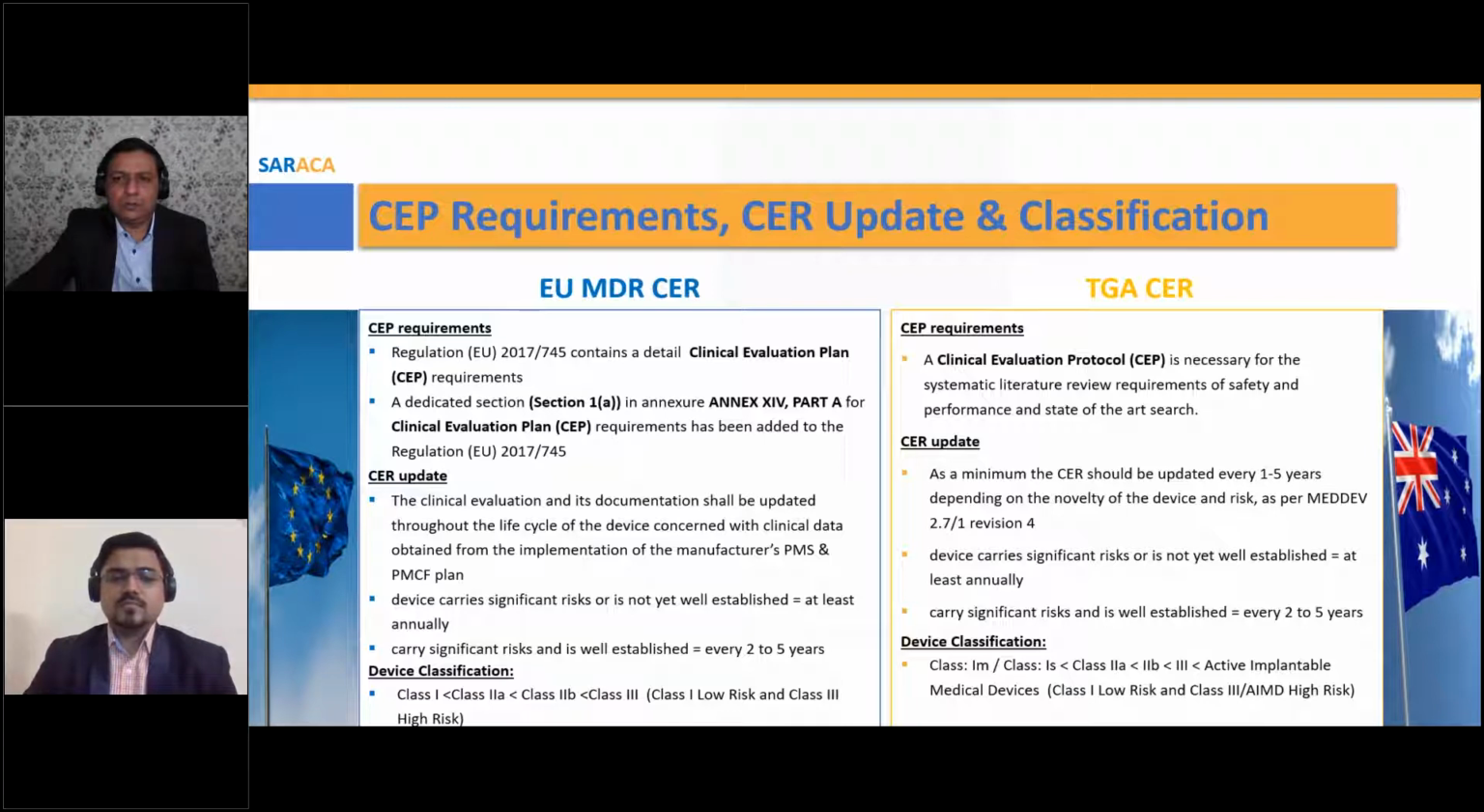The TGA has a slight difference in device classifications from those of the EU. There's class 1M, 1S, 2A, 2B, 3, and active implantable. In the EU, it's class 1, class 2A, class 2B, class 3, where class 1 is the low risk and class 3 is the high risk.